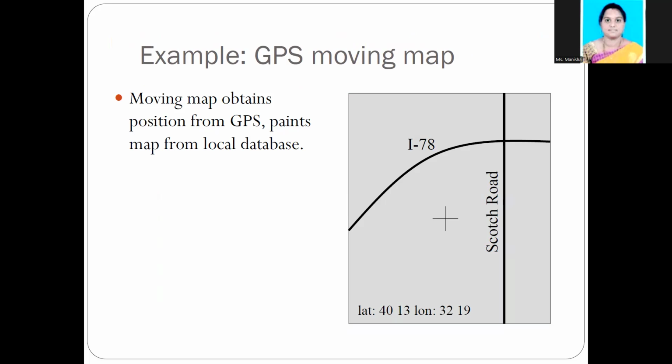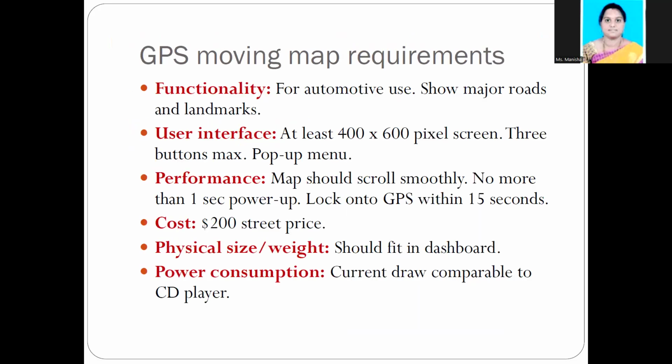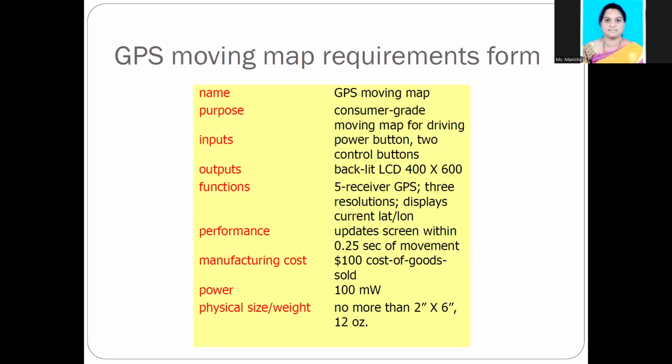So for example, if we consider a GPS moving map, it obtains position from GPS and paints the map from a local database. The GPS moving map requires functionality for automotive use, showing major roads and landmarks. User interface at least 400 by 600 pixels. Performance: the map should scroll smoothly. Cost: $200 street price. Physical size should fit in the dashboard. Power consumption: current draw comparable to a CD player.